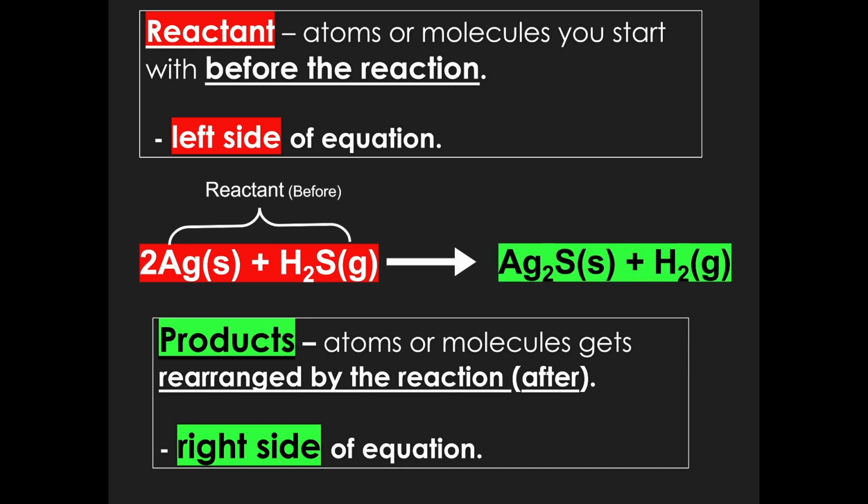Now you're going to get what's left over. As you can see, it's not quite the same as before. Before we had Ag on its own, now it's Ag2S. And instead of just H2S, we now have H2 as a gas. And don't forget, these are the products. Now don't let this intimidate you whatsoever. Those of you who are picking up on this quickly should realize that it's quite simple. Left side is reactants, right side is products.